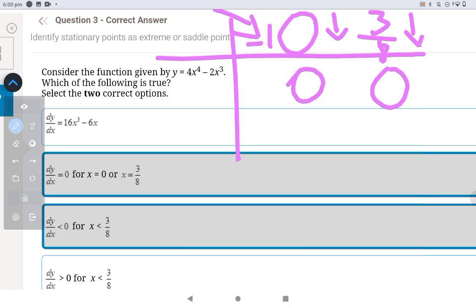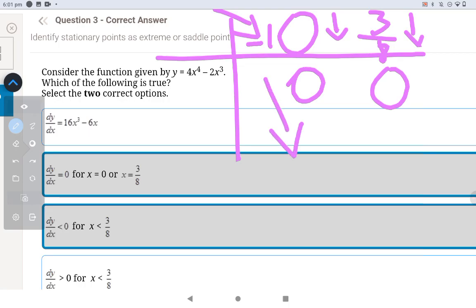So we found the derivative 16x cubed minus 6x squared. 16 times negative 1 cubed, minus 6 times negative 1 squared. We will get negative 22. Negative 22 is downwards because it's negative.